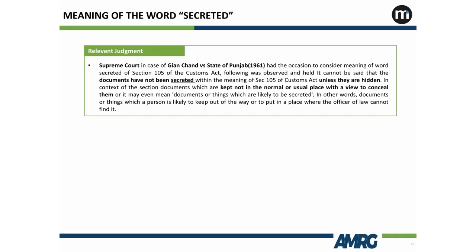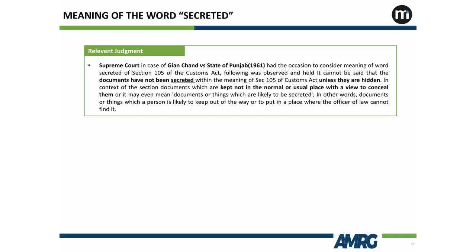अब the very important point is, what is the meaning of the word secreted? Supreme Court in case of Gyanchand versus State of Punjab 1961 said, it cannot be said that the documents have not been secreted within the meaning of section 105 of the Customs Act unless they are hidden. मैंने आपको बताया था कि provisions with regard to search seizure टेंडम में चलते हैं, चाहे वो कस्टम में है, चाहे वो जीएसटी में है, चाहे वो एक्साइज में है, चाहे वो सर्विस है, वो सब टेंडम में चलते हैं. Similarly, very well applicable. So Supreme Court in case of Gyanchand versus State of Punjab said the documents have not been secreted unless they are hidden.